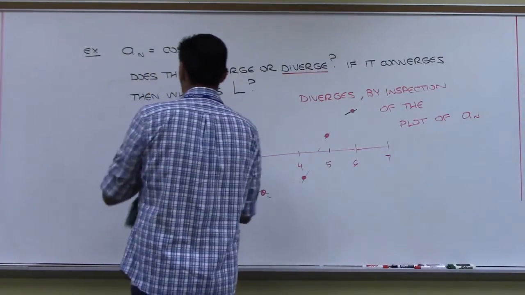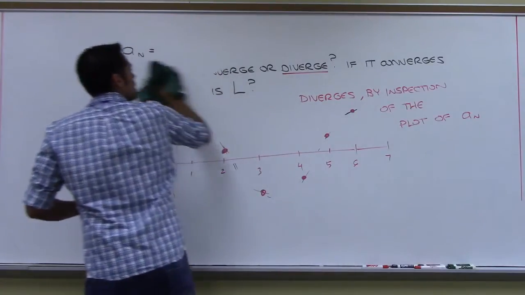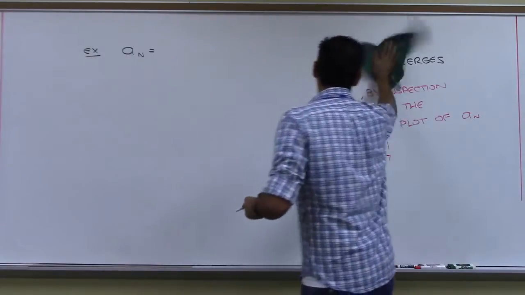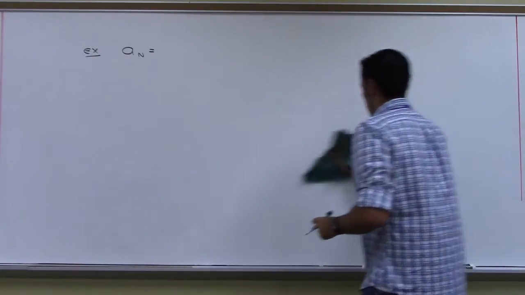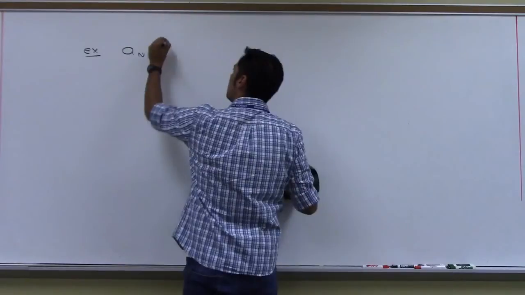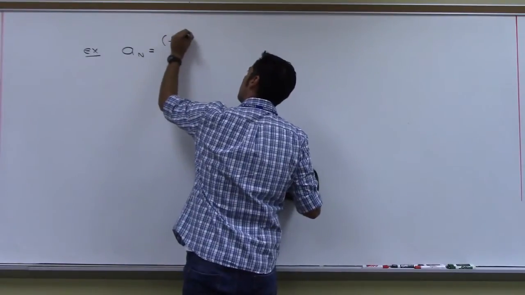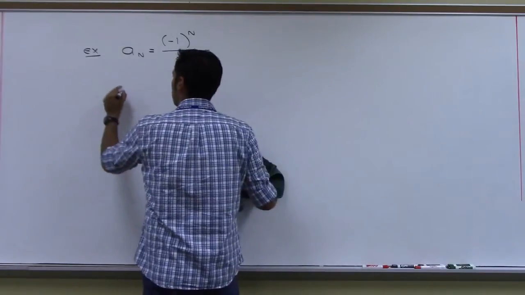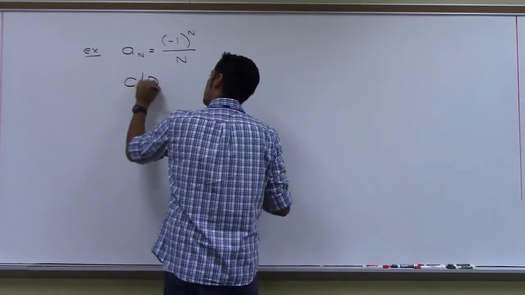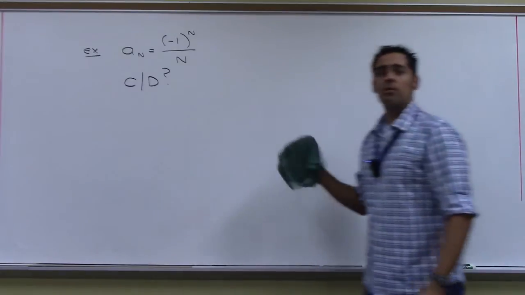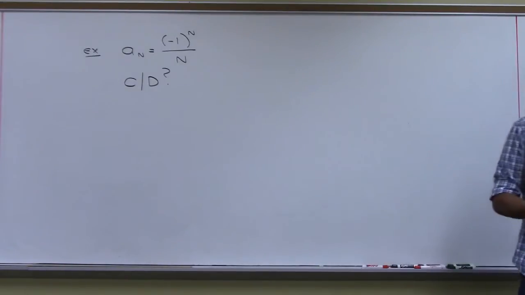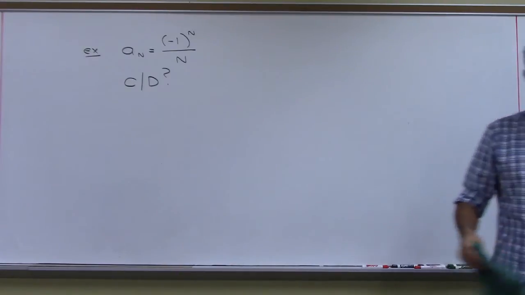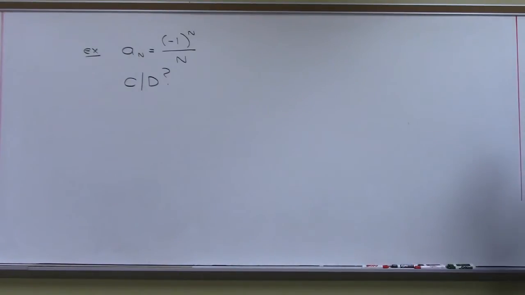Okay, how about this? Same question. I don't want to write it over and over. A sub n is -1 to the n over n. And I'm just going to put C/D for does it converge or diverge. And just remembering that if it does converge, we need to figure out what it converges to. So what do you think?